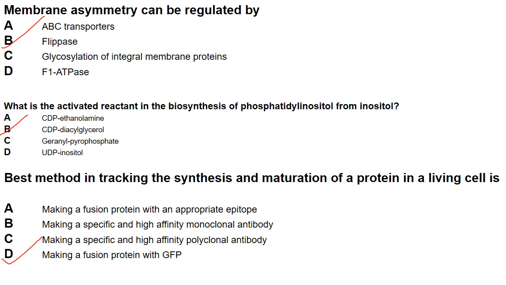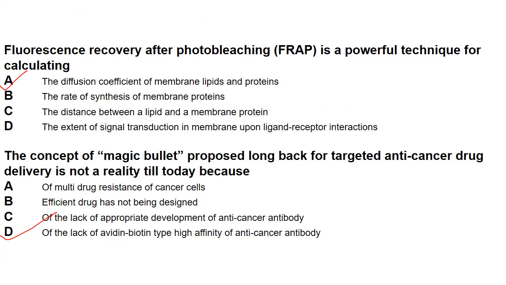The best method in tracking the synthesis and maturation of a protein in living cells is. So the best method can be making a fusion protein with GFP. So GFP will help you to track the synthesis and maturation of proteins in the living cell. Next question.